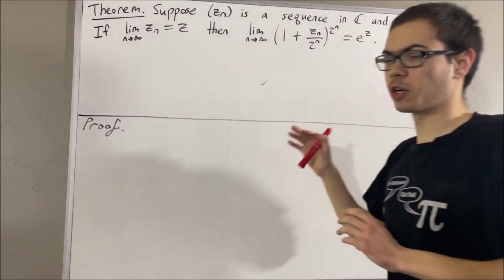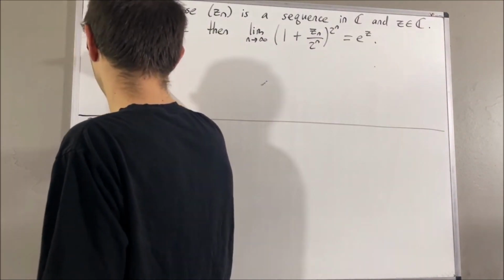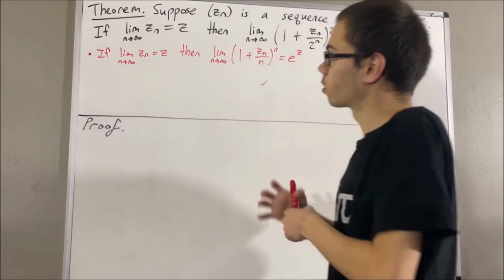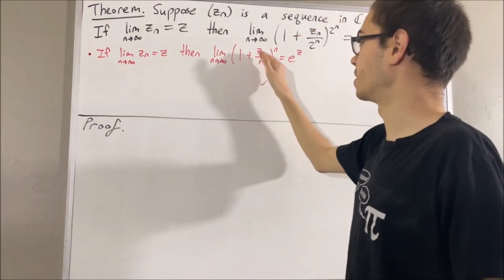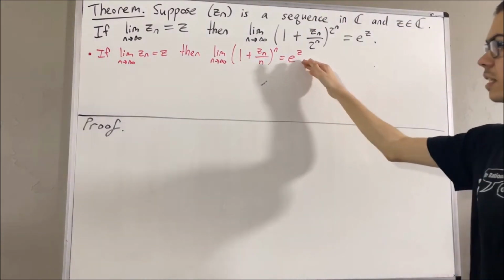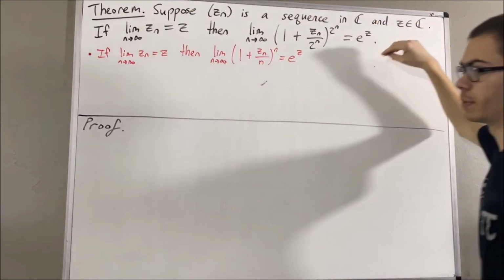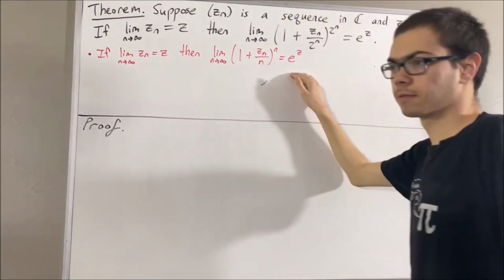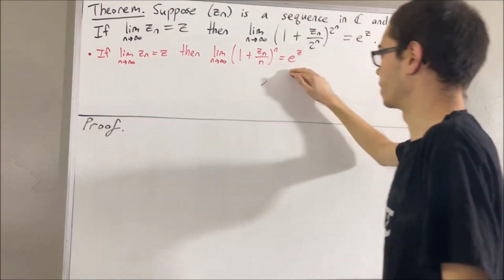Now, in a previous video, we proved a really similar result, which is the following. We proved if Zn converges to Z, then (1 + Zn/n)^n converges to e^Z. And the proof of this is actually going to be really similar to the proof of this. So I'll leave a link in the description below to the video where we prove this.